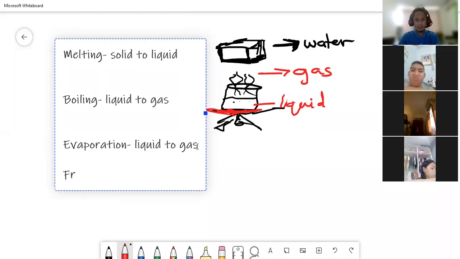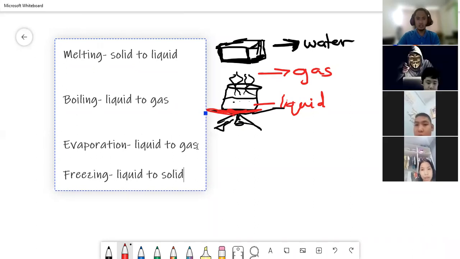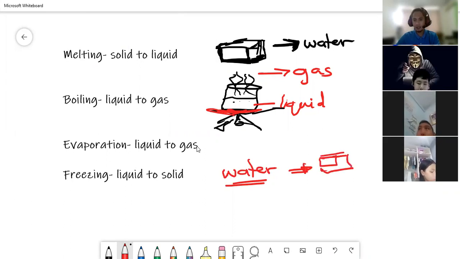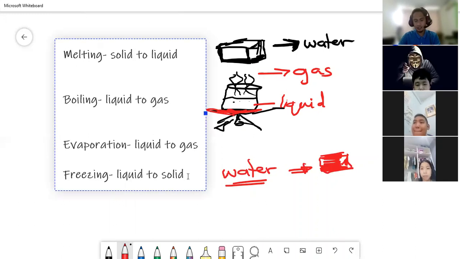How about freezing? Freezing is from liquid to solid. It's the opposite of melting. Water or liquid to ice, the ice or namkeng. I don't know how to draw that one.